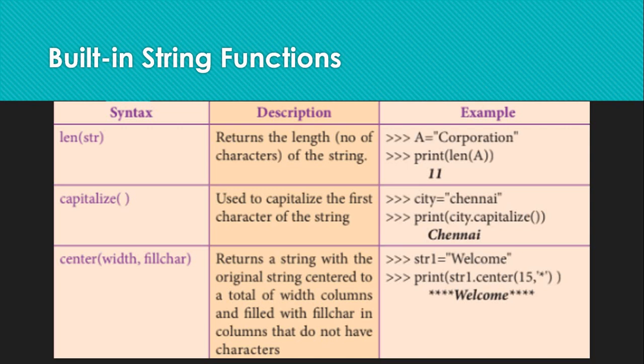So what is the length of this word welcome? You have 7 characters there. 15 minus 7, 8 spaces are remaining. So 4 spaces in front and 4 spaces at the back. These 4 spaces are filled up with this asterisk because asterisk is the character that I want to fill with. So it will put 4 asterisks in front, then welcome, then 4 asterisks at the back.